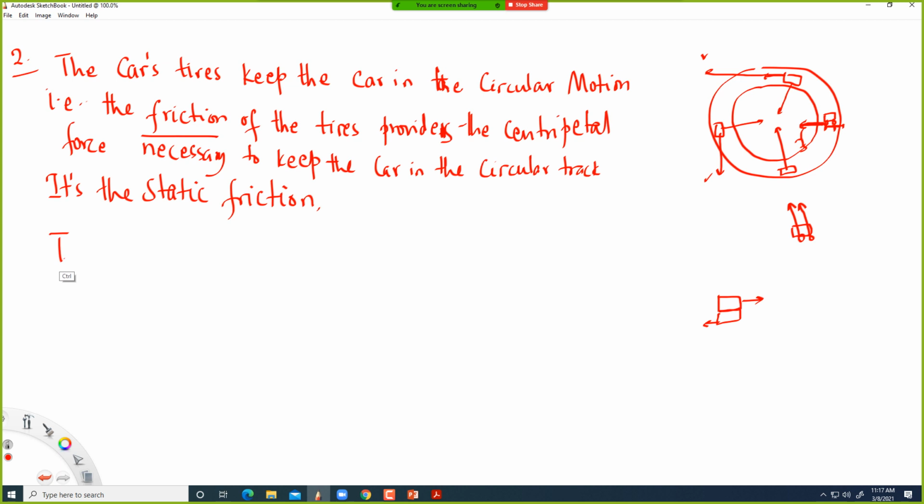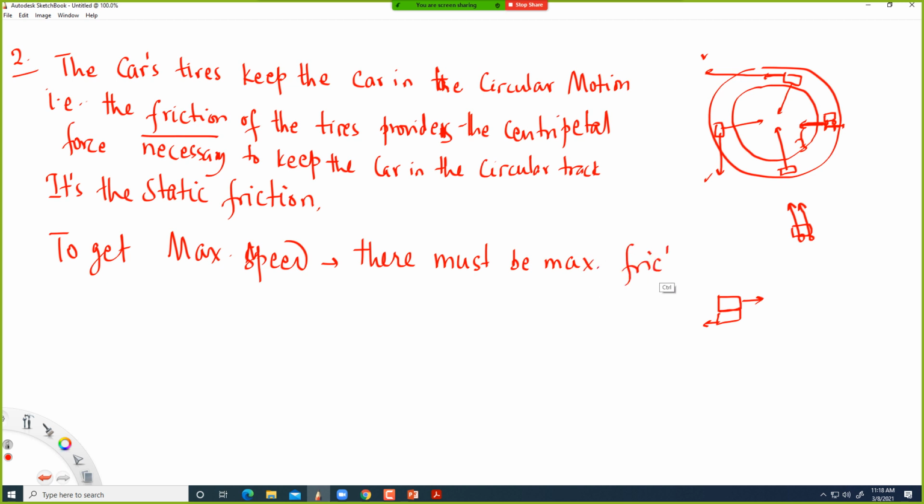So to get maximum speed, there must be maximum friction force so that it doesn't slide. Maximum friction force. In this case, it's again static friction. Okay. So we can write Newton's second law for this case.